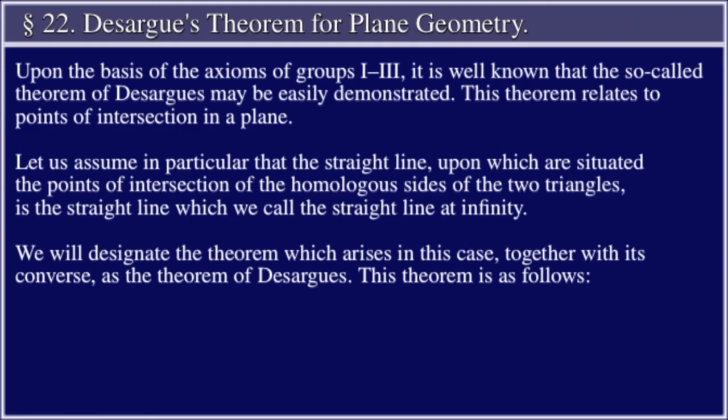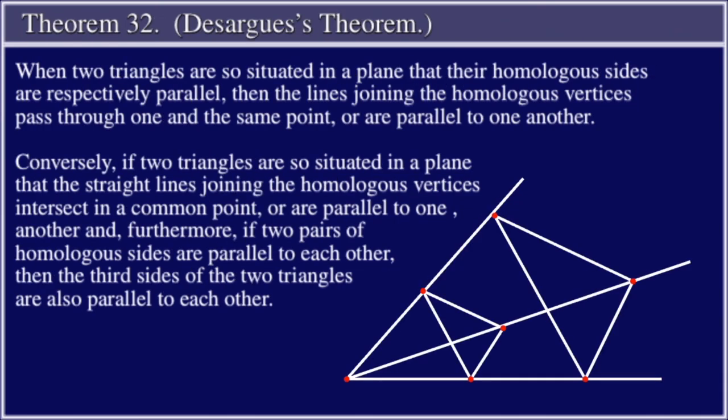This theorem is as follows. Theorem 32, Desargues' Theorem. When two triangles are so situated in a plane that their homologous sides are respectively parallel, then the lines joining the homologous vertices pass through one and the same point or are parallel to one another.